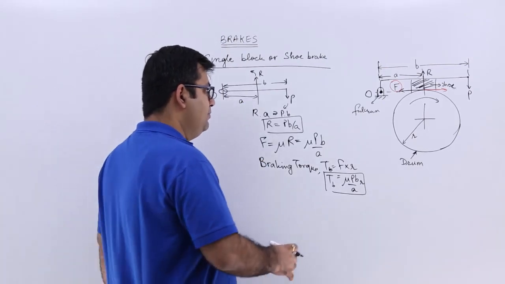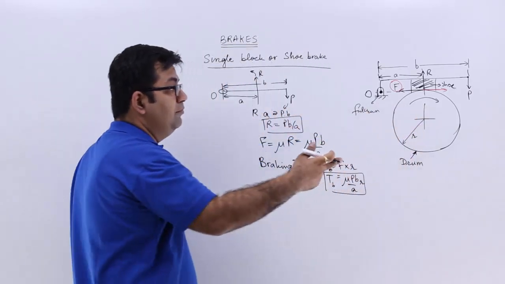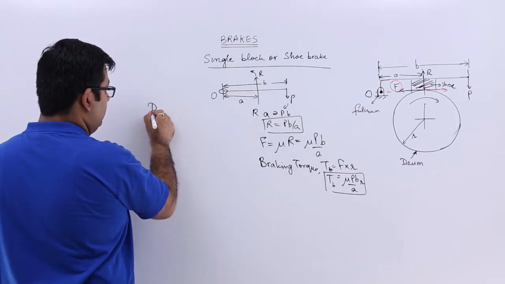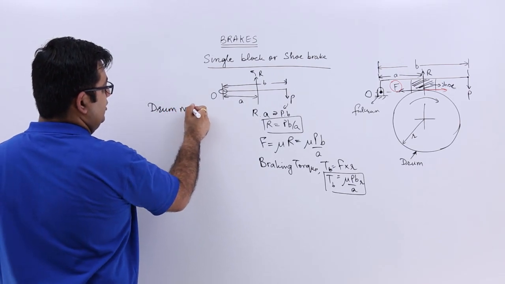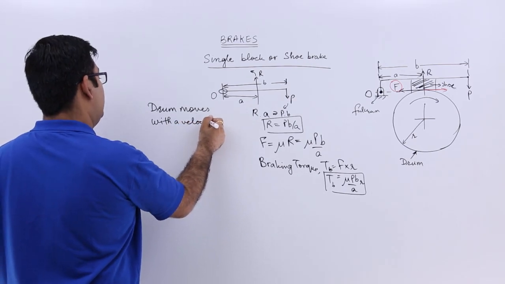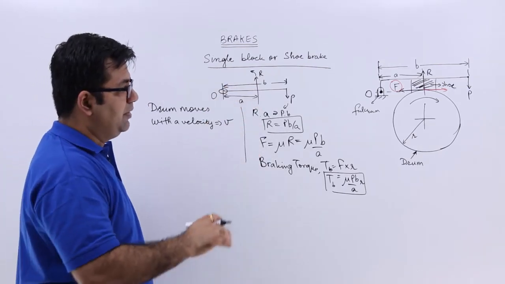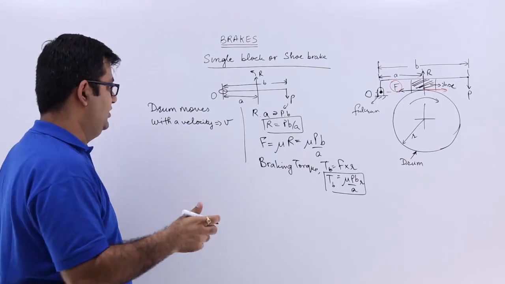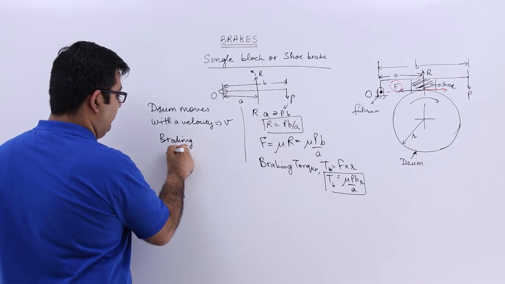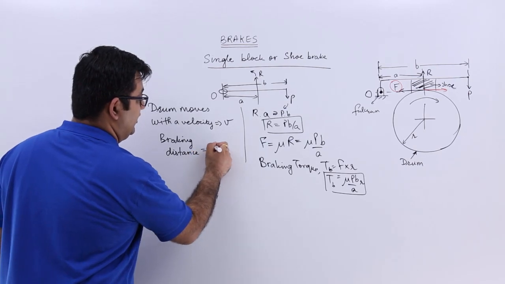Now let us say this drum is a wheel which is put on road and is moving. So the velocity of the drum, which is now moving on the road, is V. So let us say the drum moves with a velocity V, and we apply brake onto it. So the braking distance is, let us say, small s. The distance in which the velocity becomes 0 is called braking distance. So braking distance is, let us say, s.